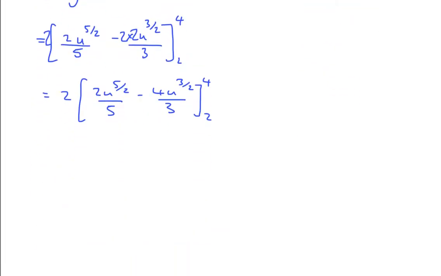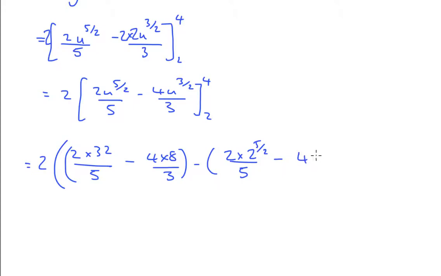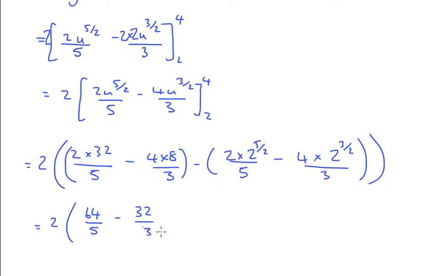If we substitute 4 in, we're going to get 2 times 4 to the power of 5 over 2. That's going to be the square root of 4 to the power of 5. So that's 2 to the power of 5, which is 32. Substitute 4 into here. We're going to have square root of 4 cubed, which is 8. So 4 times 8 over 3. And then when we substitute 2 in, we're going to have 2 times 2 to the power of 5 over 2 over 5 minus 4 times 2 to the power of 3 over 2 over 3. So here we've got 64 over 5 minus 32 over 3.